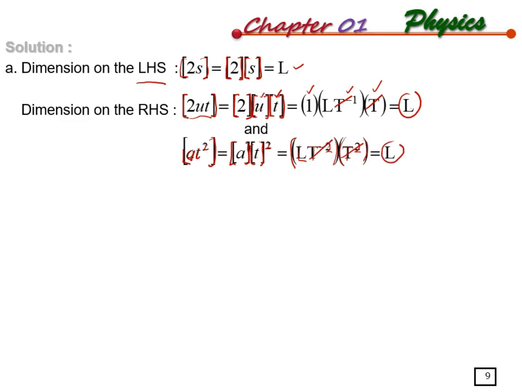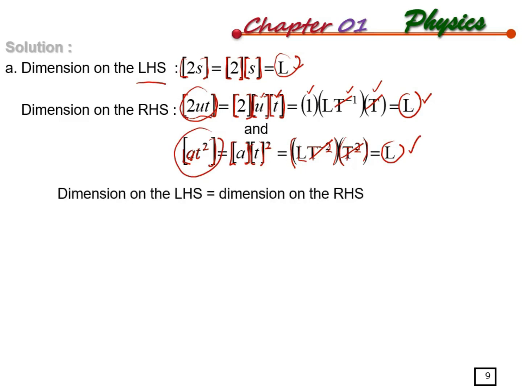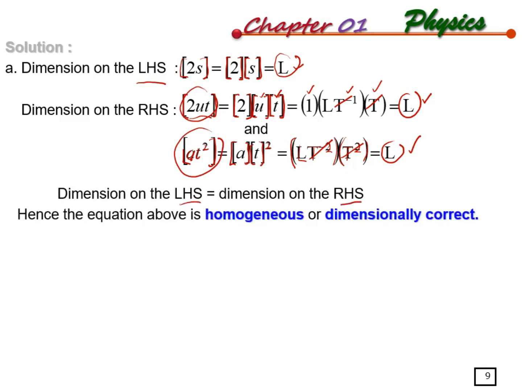So if you see here, the left hand side is L, the right hand side for this term 2ut is L, and at square also L. So we can conclude that the dimension on the left hand side is equal to the dimension on the right hand side. So we call this equation homogeneous or dimensionally correct.